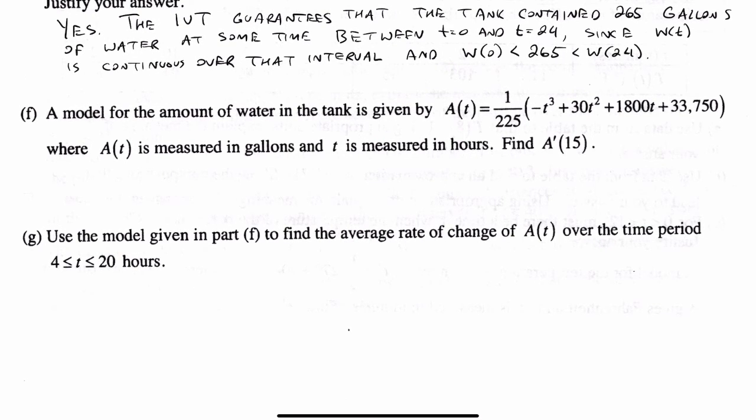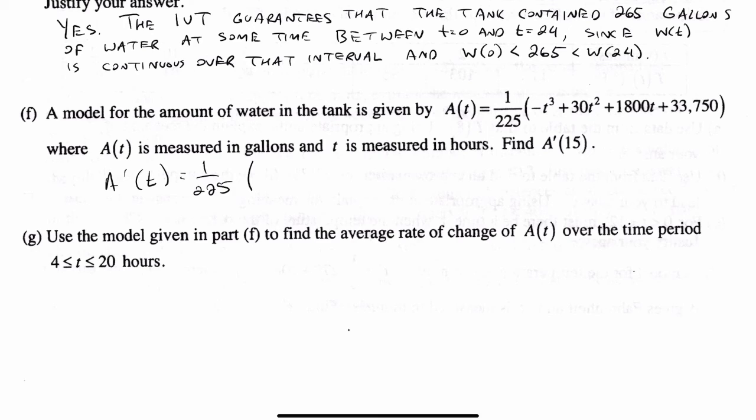Part F. A model for the amount of water in the tank is given by A of t equal to that equation, where A of t is measured in gallons and t is measured in hours. Find A prime of 15. So this problem seems pretty simple. All we have to do is find the derivative of A. A has that coefficient 1 over 225. I'm just going to leave that coefficient as it is and find the derivative of what's inside the parentheses.